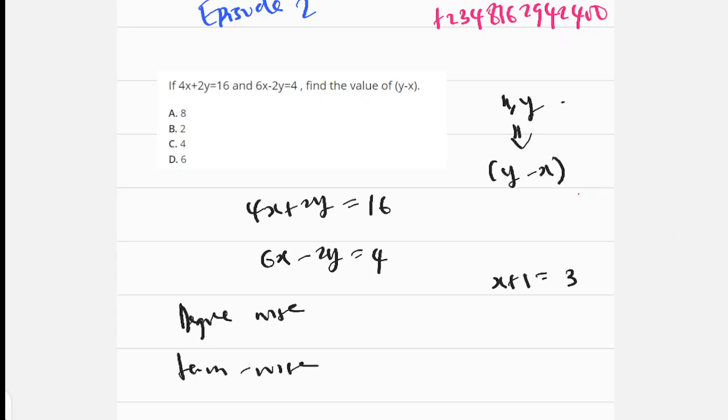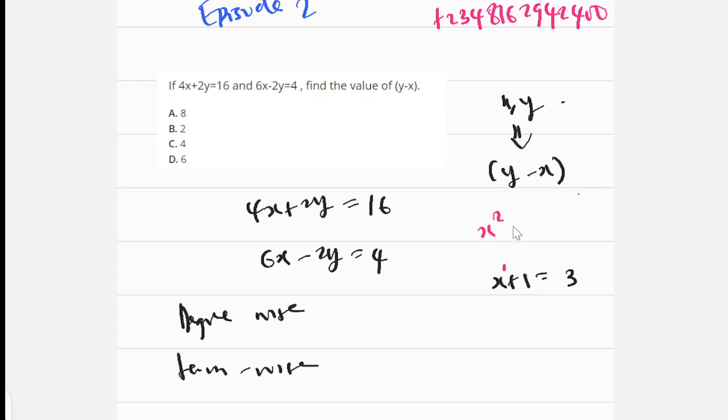What do I mean by degree wise? The degree of an expression or an equation is the highest power to which the unknown is raised. For example, our x here is unknown. The highest power to which x is raised here is 1. Then we can say this expression or equation is of degree 1.